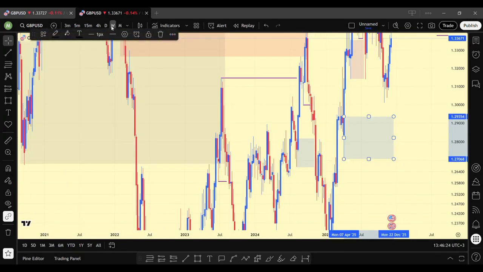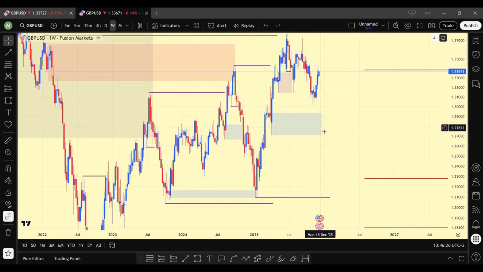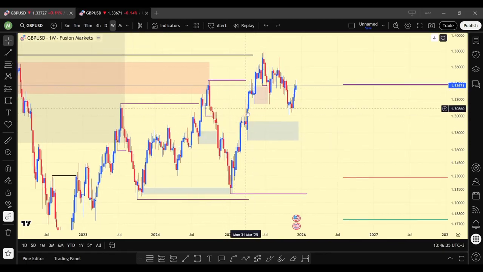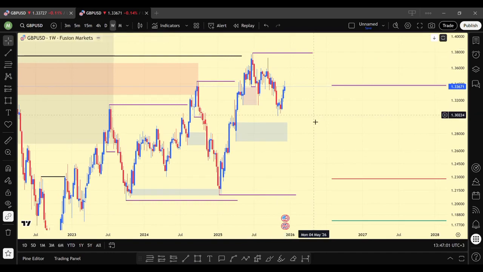So I'll be returning back to the weekly, and you can clearly see that the zone is yet to be mitigated, exactly right here. So the reason why I'm picking this: remember the decision order block is the one that caused the break of structure, and you can clearly see that this here is the one that caused the break of structure, exactly right there. So this one here is the high of our trading range.